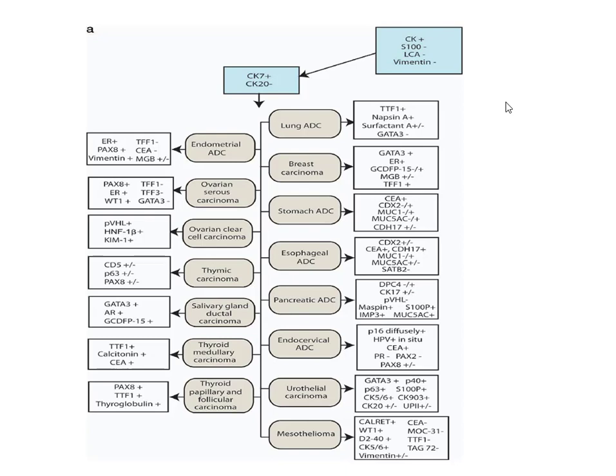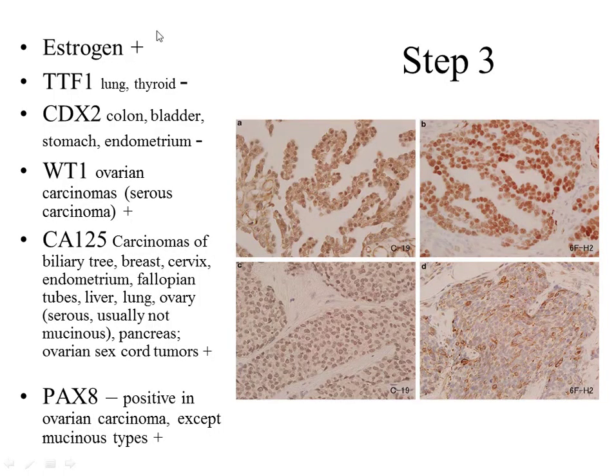What will we do? We must also separate some tumors. With the help of estrogen and progesterone, we can separate tissues which have a positive reaction with the steroid sexual hormones. That is endometrial tumor, ovarian tumor, and breast tumor, and also, of course, cervix of uterus. So we take the estrogen. We also take TTF1, CDX2, WT1, CA125 and PAX8.